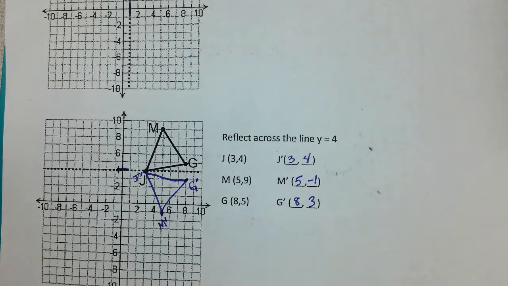So when you're doing a reflection, if you can count, you can do a reflection. Remember, when y equals x or y equals -x, it's easier to use your rules for those than it is to count. But on the other ones, it might just be easier to count to see where the spaces go.